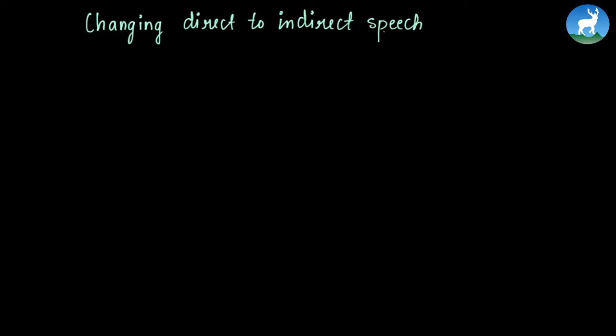In today's class, we will be learning about how to change a sentence from direct to indirect speech. This is in the grammar portion of 14th unit in our English book. So let's begin. Changing direct to indirect speech. First, we will know what direct and indirect speech are. In direct speech, we repeat the exact words that someone has said and we quote them.